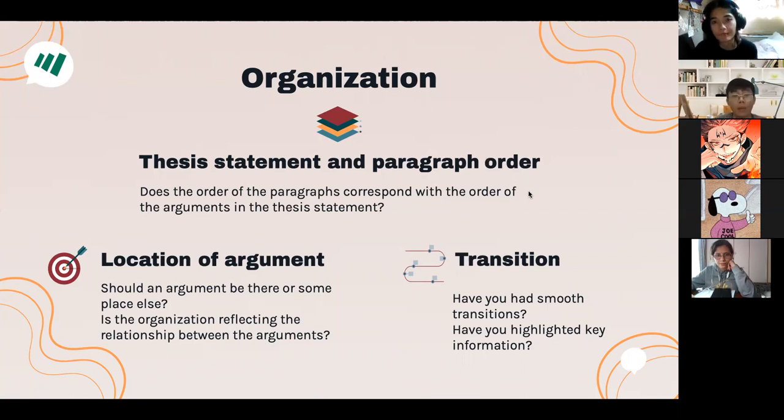You look at the big issues. And now we're going to Phoebe for editing and proofreading, which is the smaller issues within your paper.